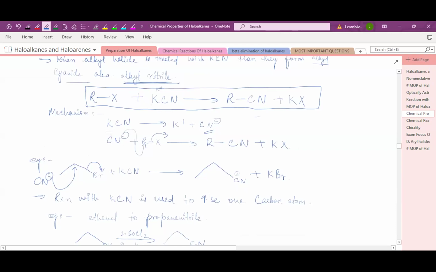Okay, and after that the nucleophile will attack. But in this case you can see nucleophile पहले attack कर रहा है. First the nucleophile will attack, and after that this bromine, the leaving group, leaves. So this is the SN2 reaction. SN2 reaction occurs in a single step. So this is SN2, not SN1.